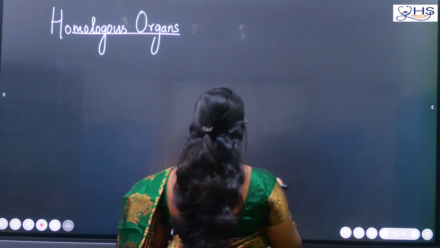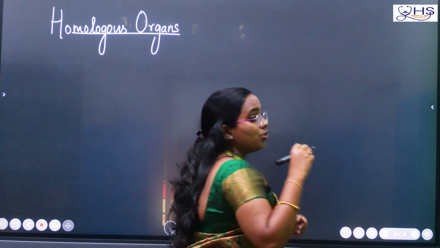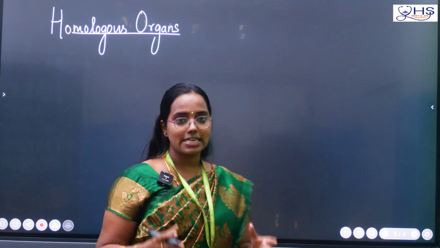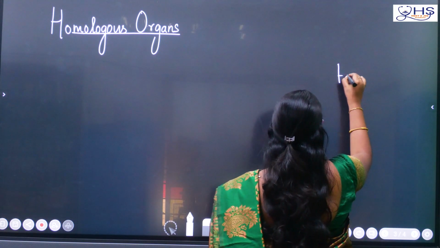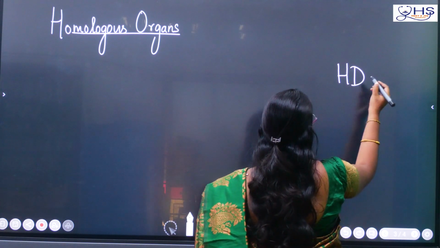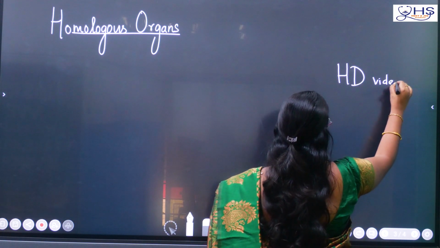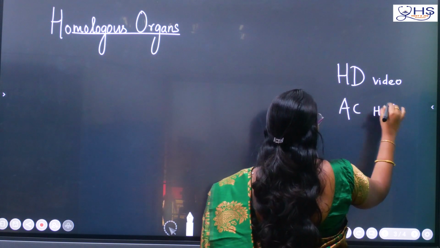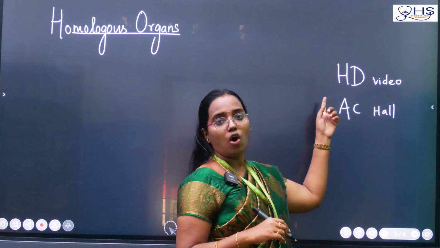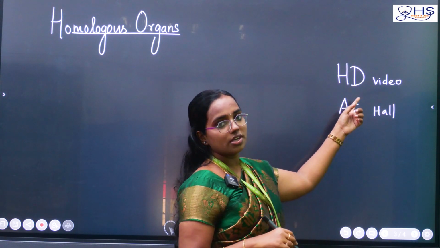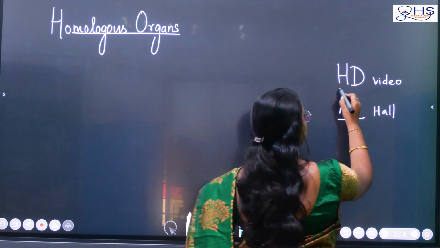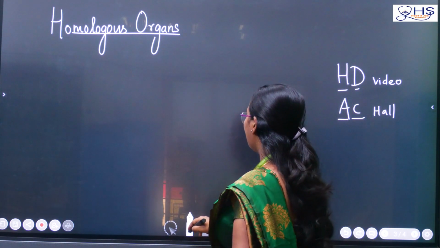So here is the trick. You can remember that you are watching a video, HD video in an AC room. You are watching a HD video in an air-conditioned hall or room. So here the key is H for homologous, D for divergent evolution, and A is for analogous and C for convergent evolution. So now we can come back to the definition.